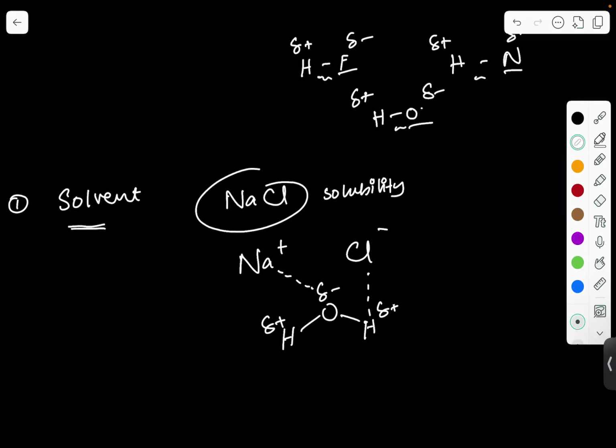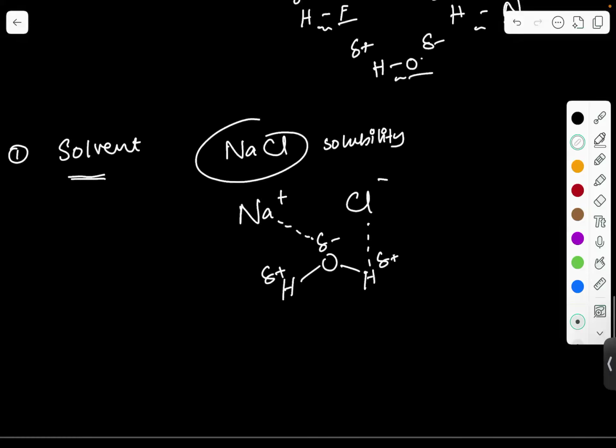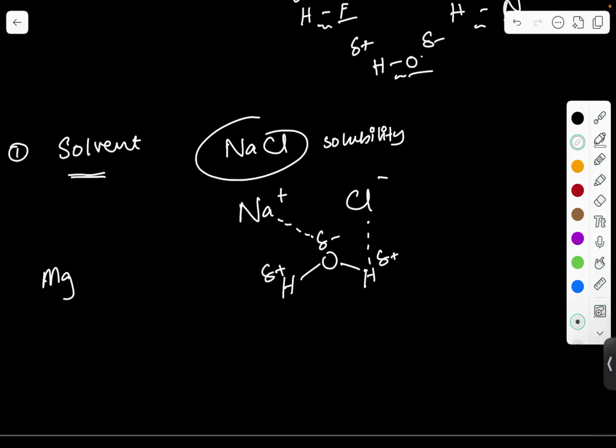Because there's no charges from the lipids to interact with the charges of water. Right? Take anything else. Take magnesium chloride. The magnesium positive two charges will interact with the negative charge of the oxygen, and the chloride would again interact with the positive, the hydrogen. This is what allows solubility.